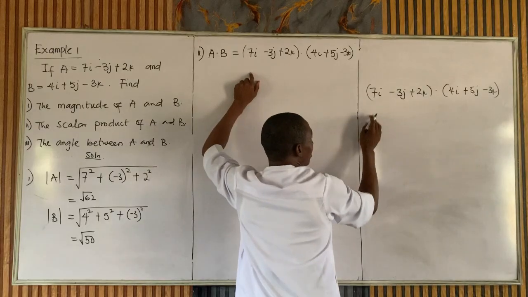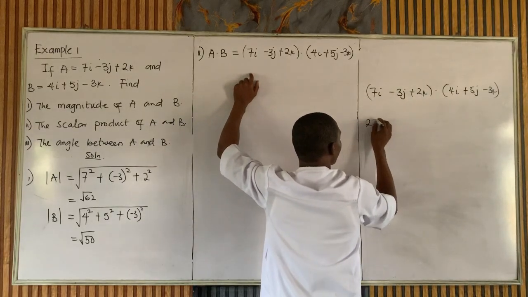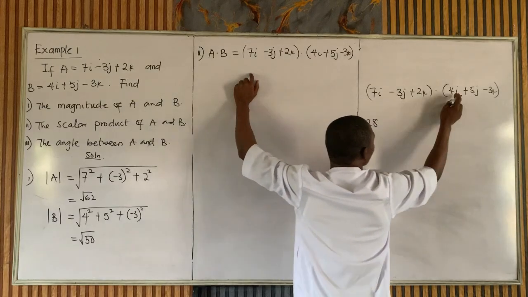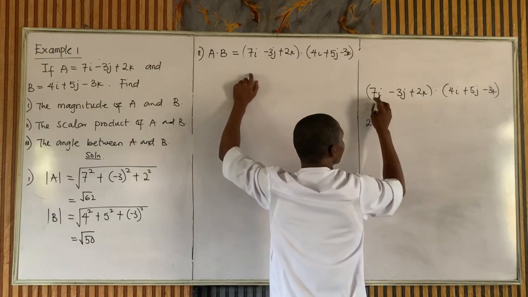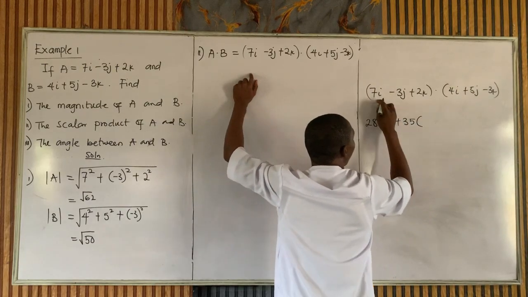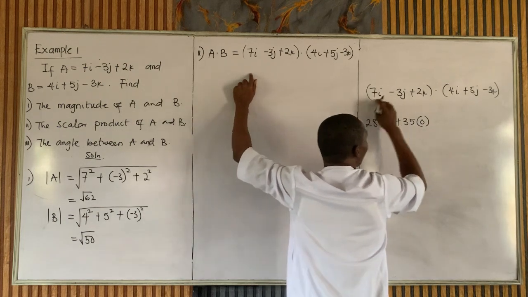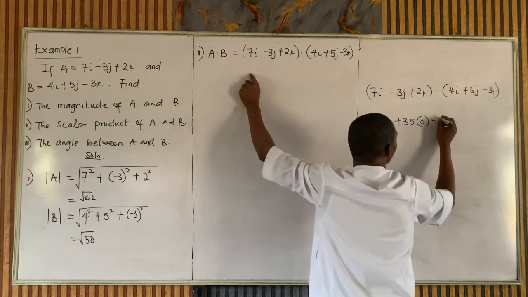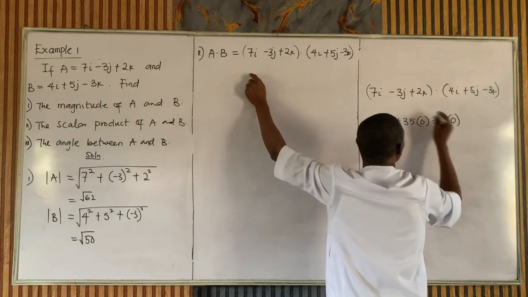Now, what you're supposed to say is 7 times 8, 7 times 4, that's 28. Then I dot I, that will give you 1. Then 7 times 5, 35. I dot J, that will give you 0. Then 7 times minus 3, that is minus 21. Then I dot K, that will still give you 0, because I'm dotting two different things.